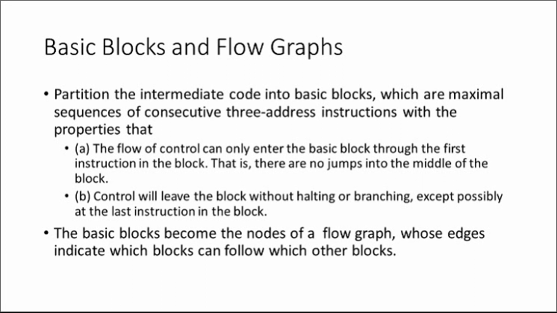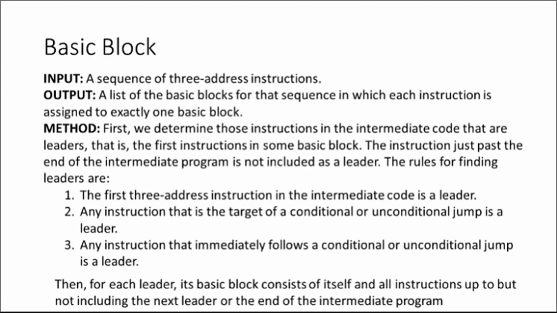Whatever 3 address code we take, we identify which are the basic blocks. Those basic blocks become the nodes of the flow graph, and edges indicate how the control flows from one block to another. So this is the algorithm. In the algorithm the input is a sequence of 3 address code, and the output is a list of basic blocks for the sequence in which each instruction is assigned to exactly one basic block.